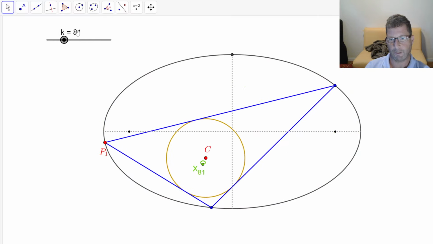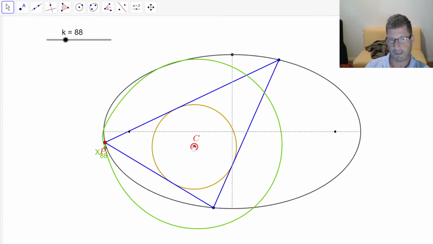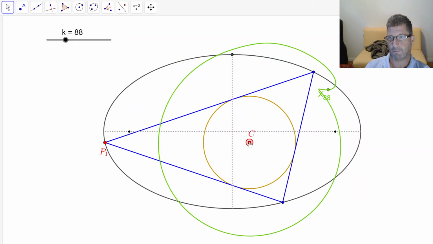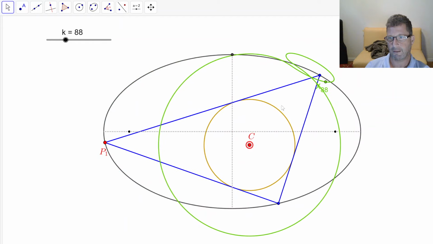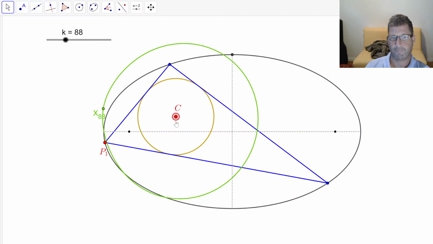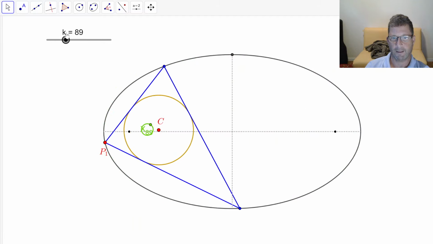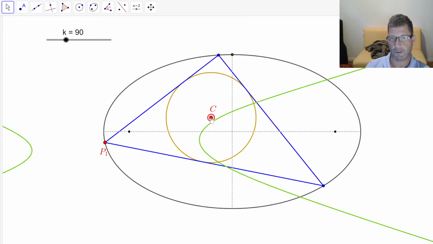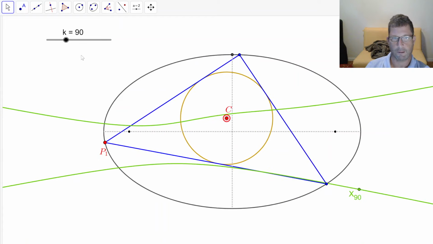Let's see here. I don't believe I saw anything else that interesting as I move forward. 88 is always interesting. It's like a cousin of 59, and it tends to have some interesting geometry as well. You see it goes through a self-intersection up there. Cool. Anything else? 89. Oh, look at this one. This is 90. 90 has some phase changes here, but it's not elliptic. It's not a conic.